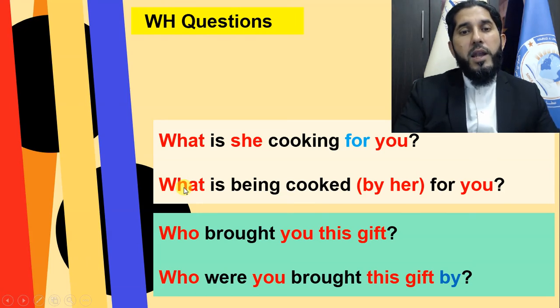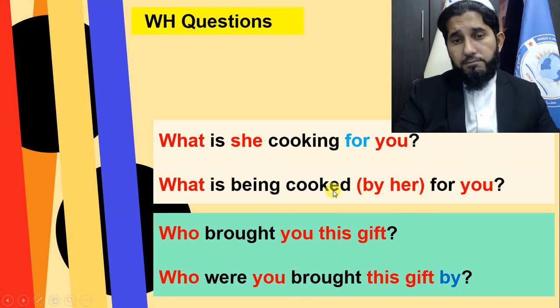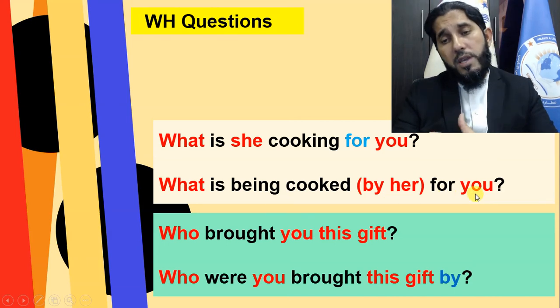What? And now, is she cooking in active form? But here you say is being cooked. In passive form, you say what is being cooked by her and for you. And the indirect object you goes to the end of the sentence.